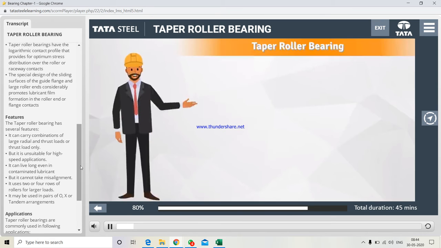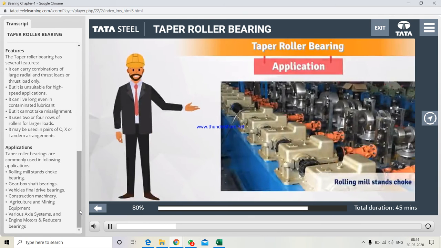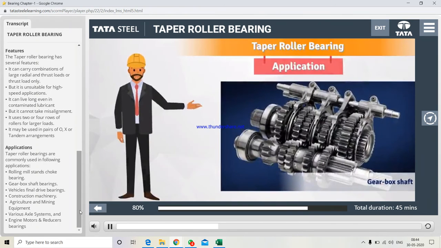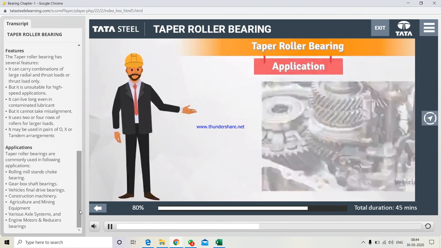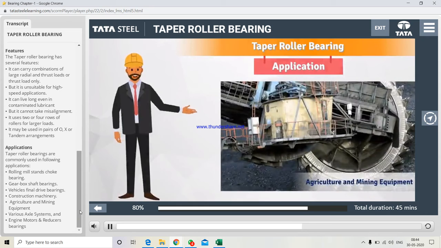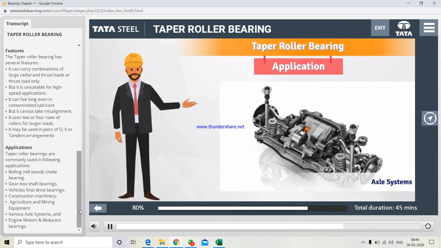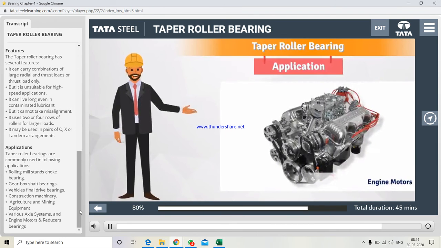Tapered roller bearings are commonly used in following applications: rolling mill stands choke bearing, gearbox shaft bearings, vehicle spinal drive bearings, construction machinery, agriculture and mining equipment, various axle systems, and engine motors and reducers bearings.